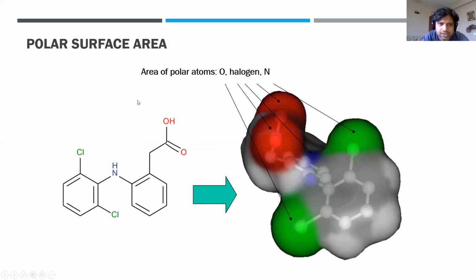The other three-dimensional descriptor is the polar surface area. You know, this molecule, now this is the electron cloud, and here you can see which atoms are polar. In this case we have oxygen, halogen, and nitrogen. These are the polar atoms, and the area of these polar atoms is one of the descriptors, called the polar surface area.